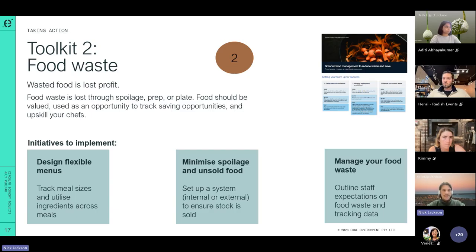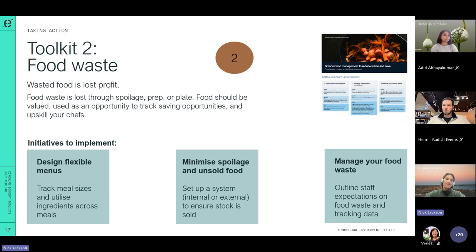The second one is minimizing spoilage and unsold food. Setting up a system, whether it's through stickers or an external contractor to pick up unsold food, such as Too Good To Go, is a great way to ensure stock is sold and is used, and your profit margins can come back as well, or at least go to break even.